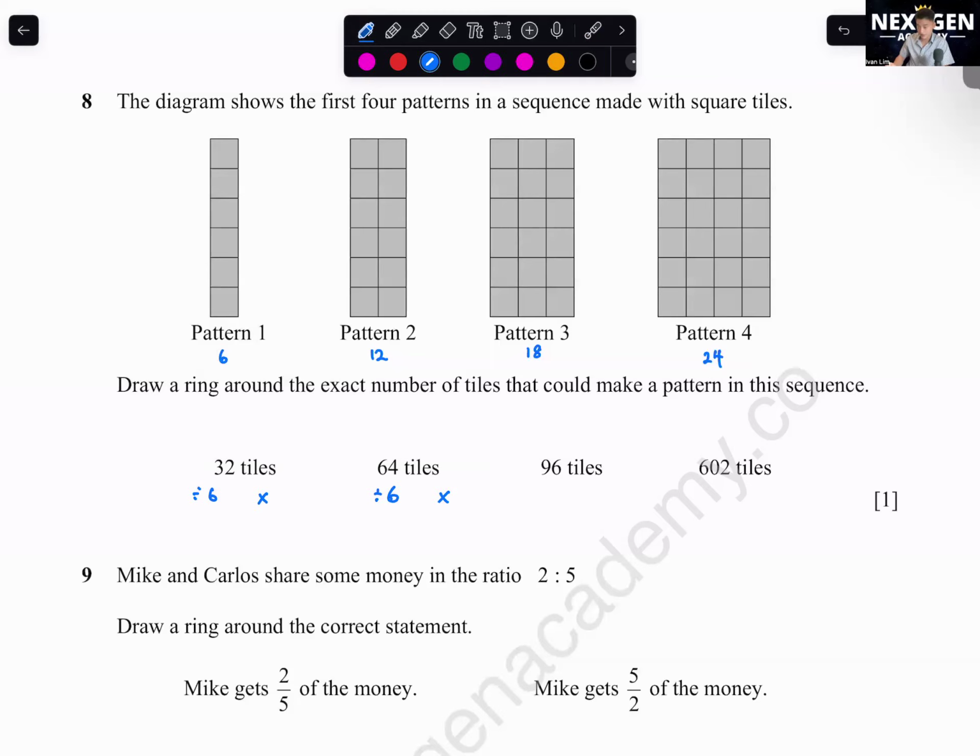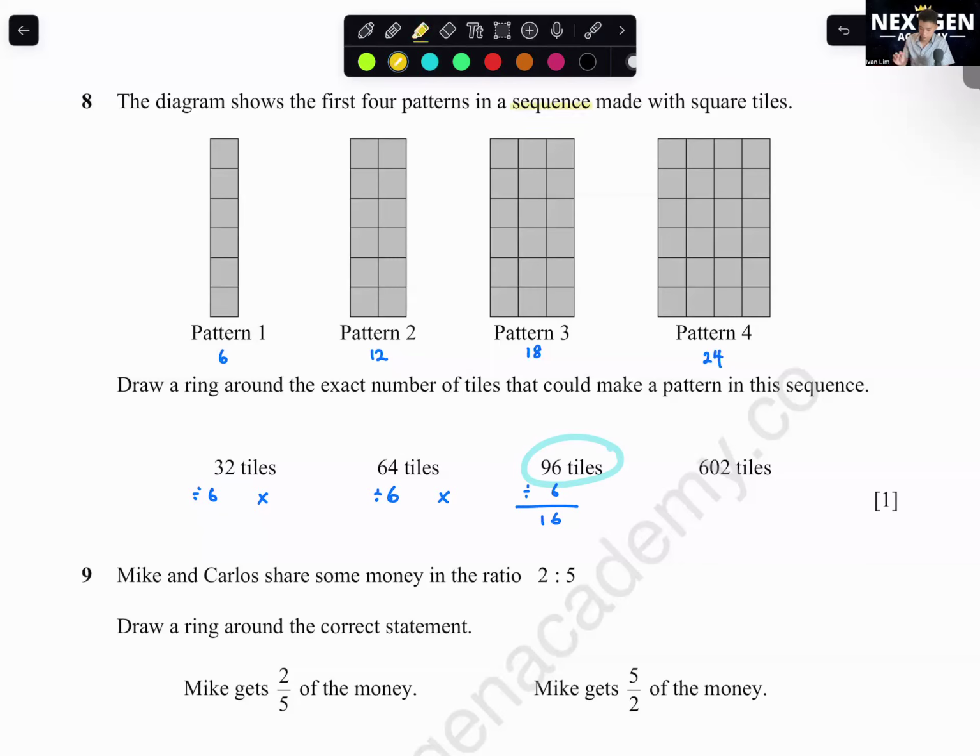Okay, 96 divided by 6. What do we get? 16. So the 16th pattern of this sequence here will be 96 tiles. This is observing pattern. This is another way that they can ask you on the topic of sequence.